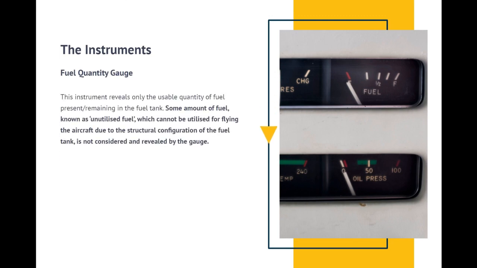Fuel quantity gauge. This instrument reveals only the usable quantity of fuel present or remaining in the fuel tank. Some amount of fuel, known as unutilized fuel, which cannot be utilized for flying the aircraft due to the structural configuration of the fuel tank, is not considered and revealed by the gauge.